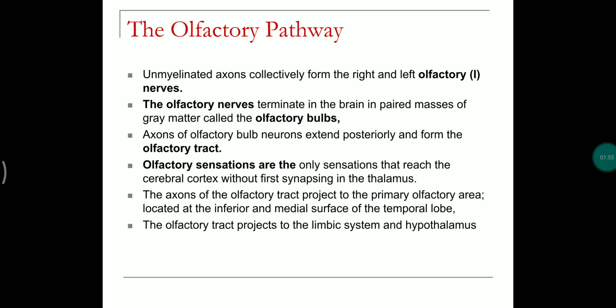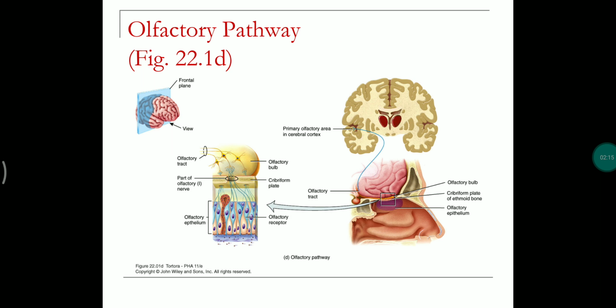Next is the olfactory pathway. The olfactory pathway consists of the right and left olfactory nerves and the olfactory bulbs, from which olfactory sensations are led to the primary olfactory area of the brain, and it projects to the limbic system and hypothalamus.